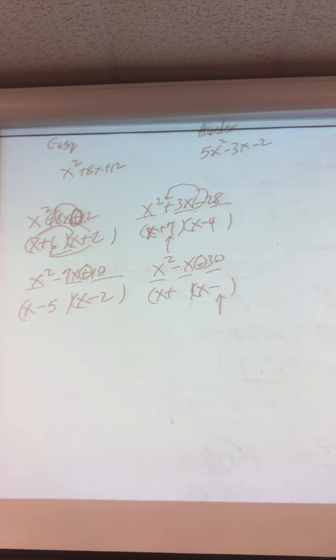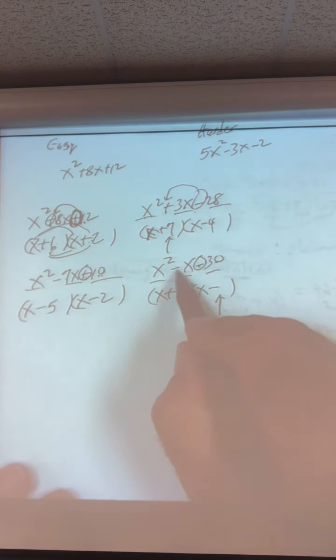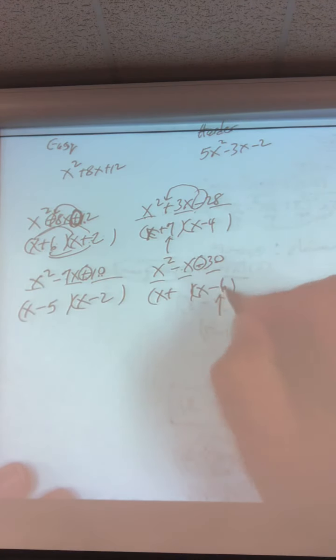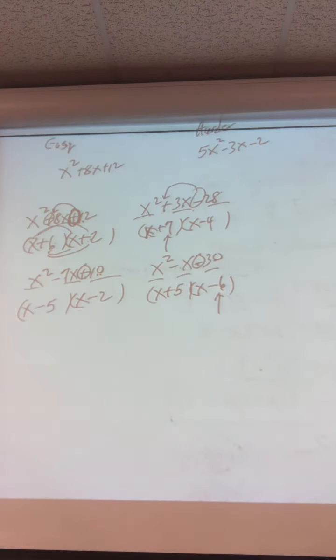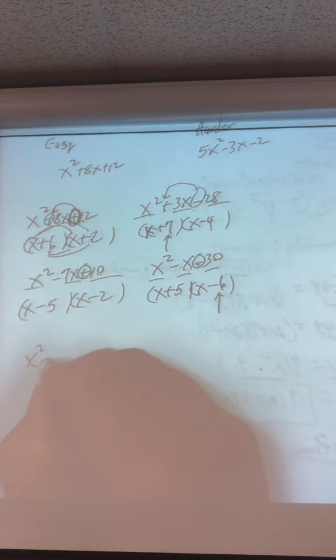6 times 5 is 30. If you subtract 6 and 5, you get 1. But you need a negative 1 out of that. So the 6 has to be with the negative, and the 5 has to be with the positive. Now, if you put the minus in the first parentheses, that's okay, as long as the 6 is behind the minus, and as long as the 5 is behind the plus. All right, let's do two more easy ones.